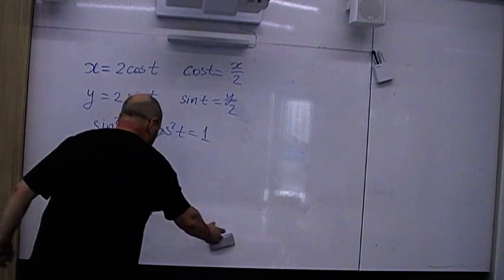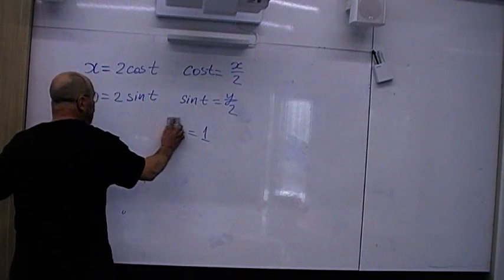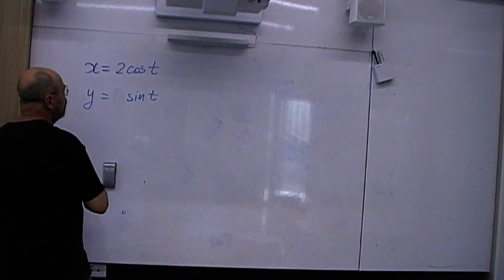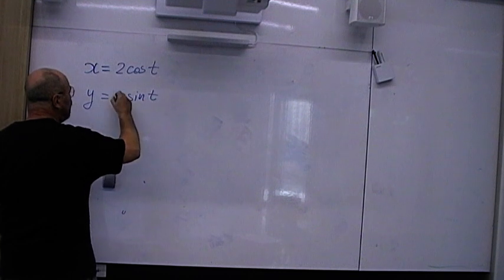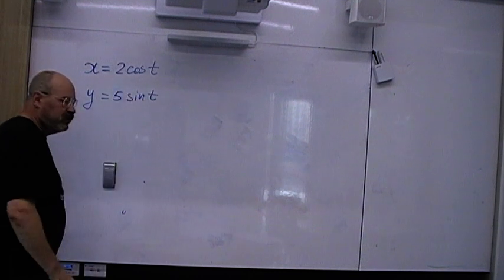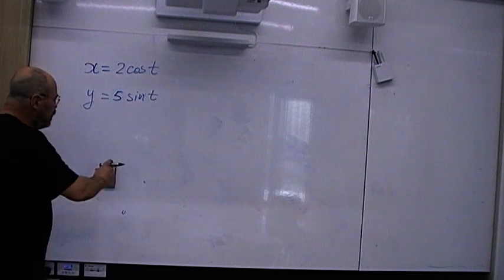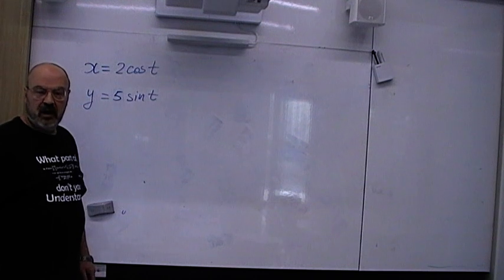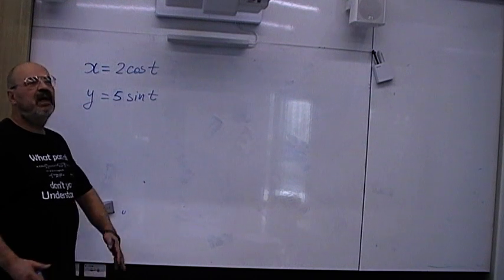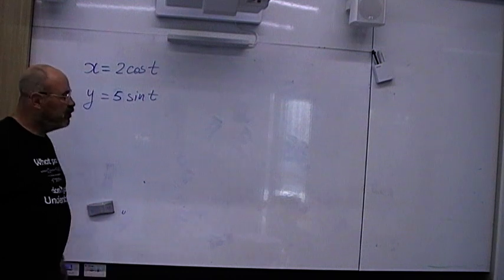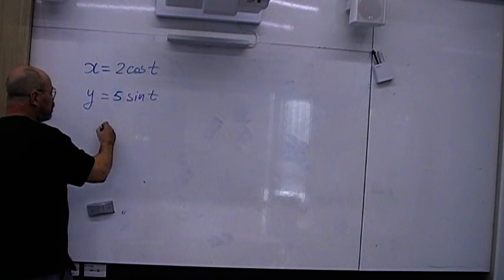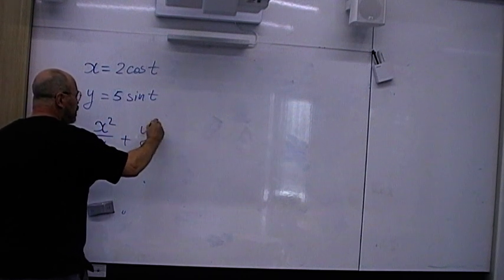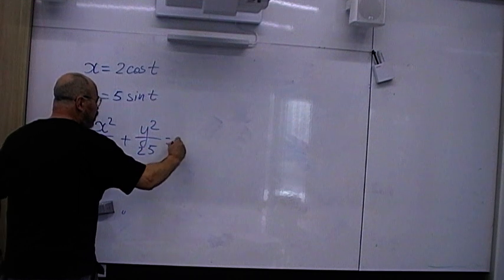Now let's make a little bit of a change here. We'll make x equal 2 cos t, y equal 5 sin t. Then what will be the difference? Again, we're using the same Pythagorean identity, but we have cos t equal x over 2, so we have x squared over 4 plus y squared over 25 equals 1.